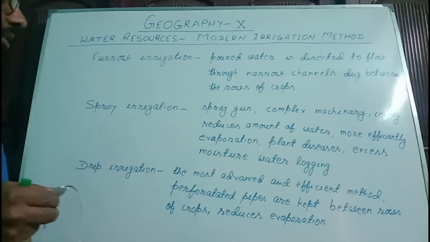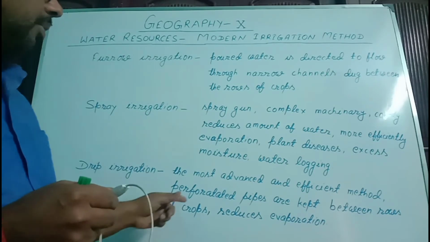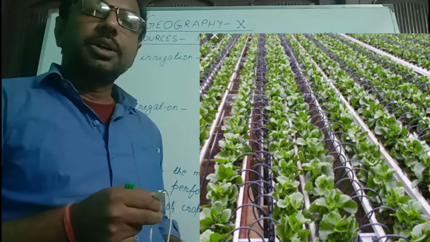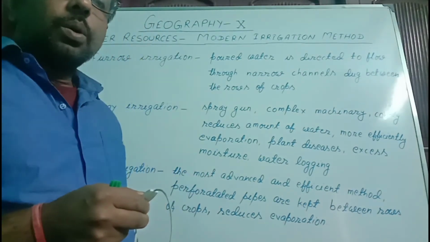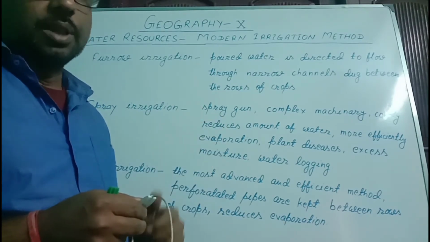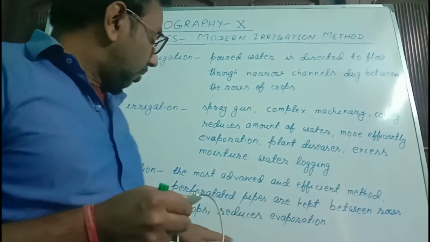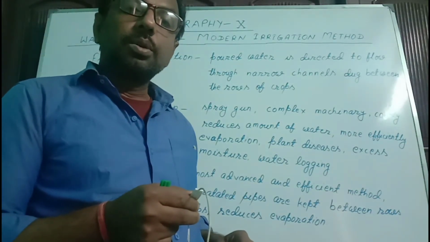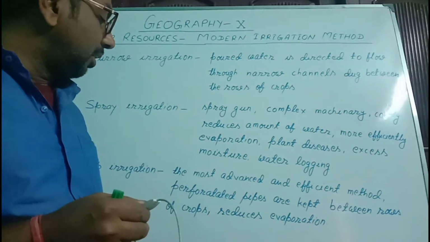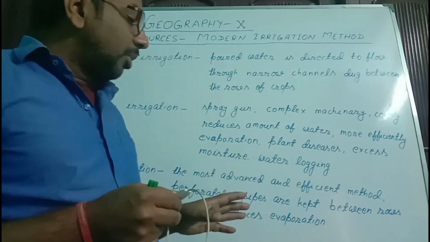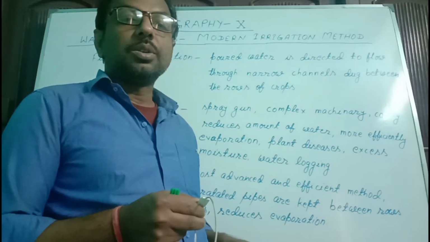Number 3 is drip irrigation. This is considered the most advanced and efficient method. In this method, perforated pipes are kept between the rows of crops. Perforated pipes means pipes made of metal or plastic in which holes are made. Through the holes, water comes out, so that type of pipe is named perforated pipe. These pipes are kept between the rows of crops, and through those holes, water goes to the crops. Since the right amount of water is provided to the agricultural land, very little water is wasted, and it reduces evaporation because there is no problem of water logging.